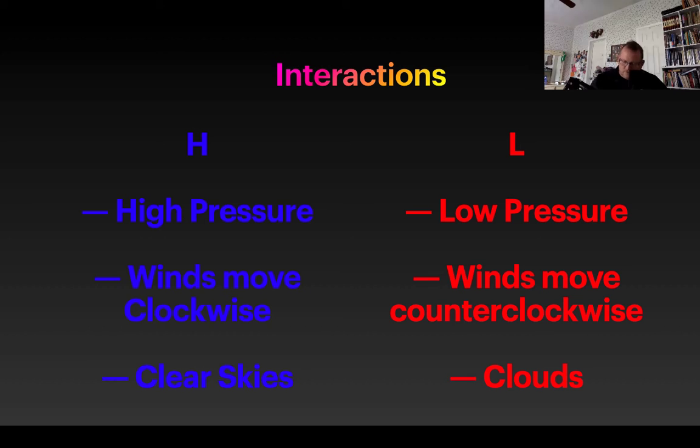So let's summarize this real quick. So for the interactions, you've got the high pressure system. It has high pressure, the winds move clockwise, and usually high pressure is associated with clear skies. A low pressure system, the winds move counterclockwise, and it's generally associated with clouds.